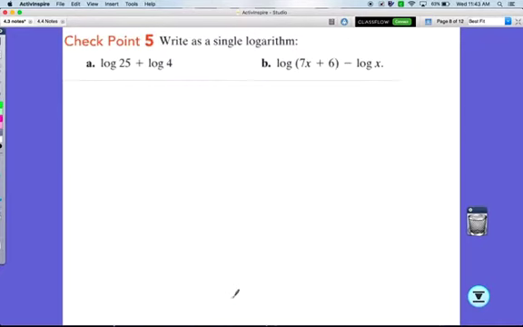Actually, that checkpoint was one we've already had, so never mind. Okay, those answers again were log of 100, which is 2, and log of 7x plus 6 divided by x.